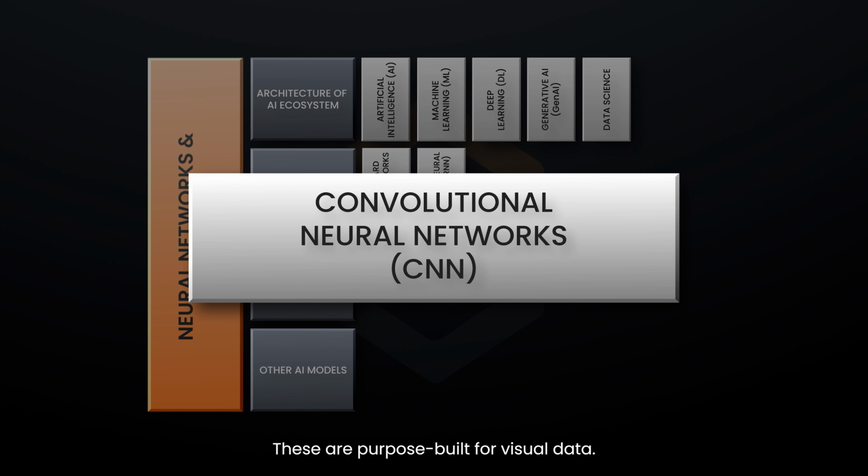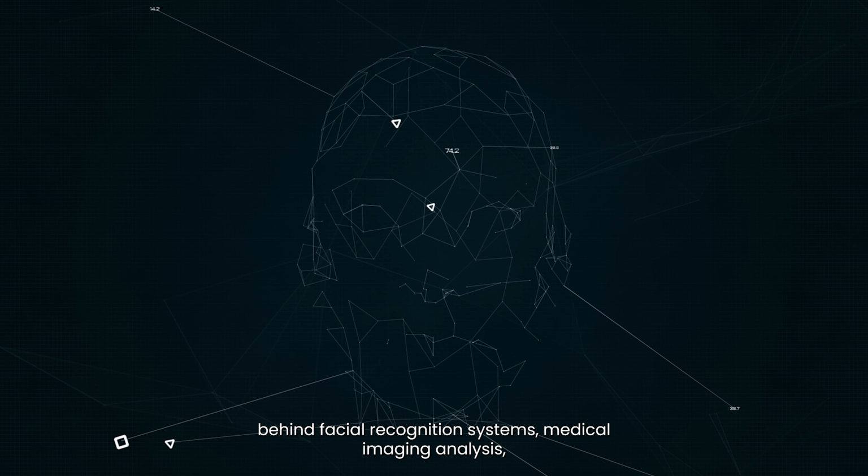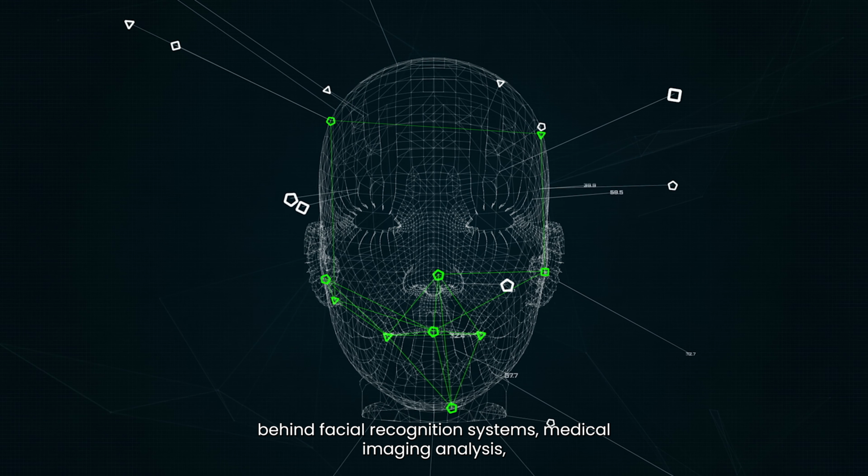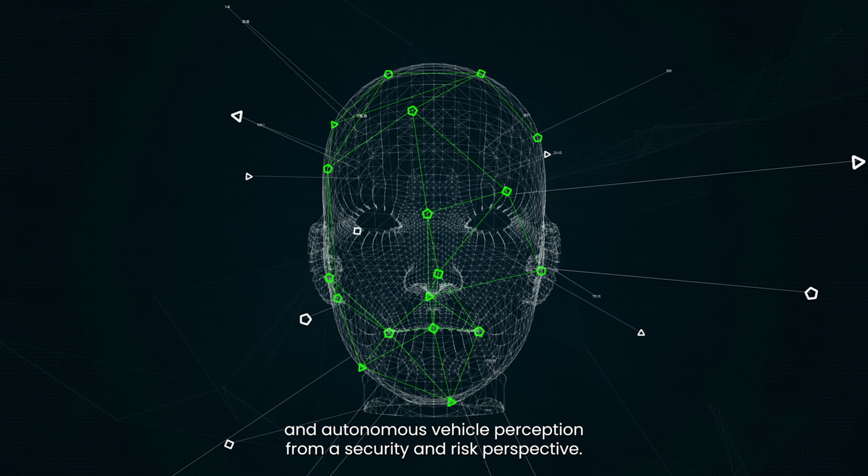These are purpose-built for visual data. They work by systematically detecting edges, textures, and shapes within images, building up from simple features to complex patterns layer by layer. This hierarchical feature extraction is what makes convolutional neural networks exceptionally strong for image and video processing. They are the architecture behind facial recognition systems, medical imaging analysis, and autonomous vehicle perception.